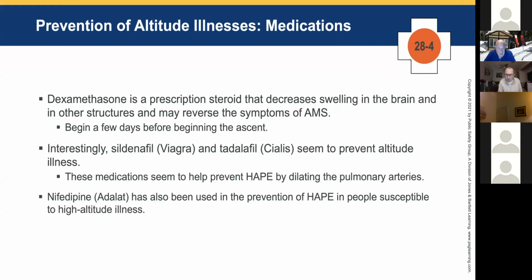Here's some interesting things. Viagra and Cialis seem to prevent altitude illness because they dilate the pulmonary arteries. Adalat has also been used to prevent HAPE in people susceptible to high altitude illness. So maybe the answer is take your Viagra before you leave Texas, right?